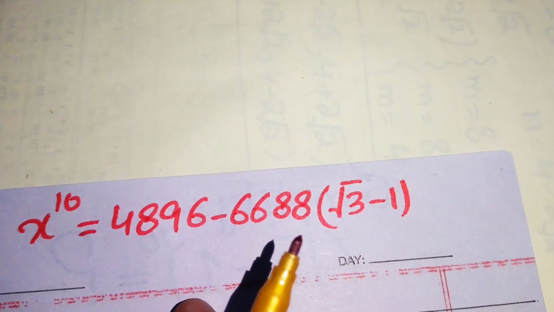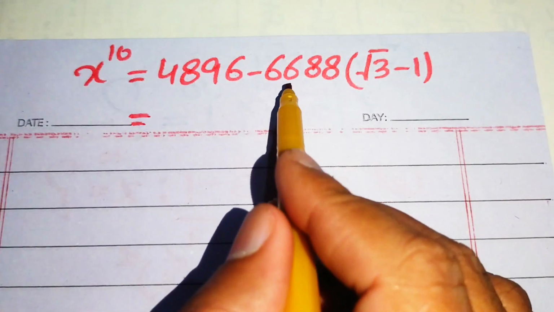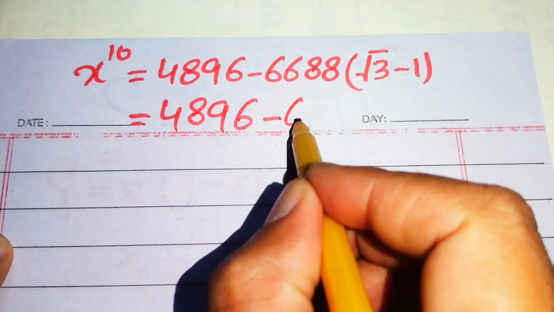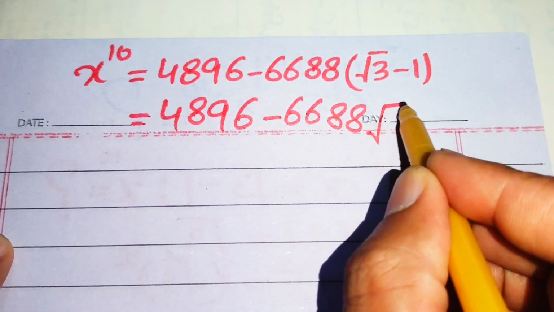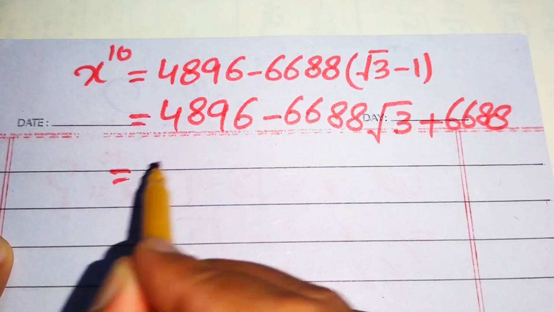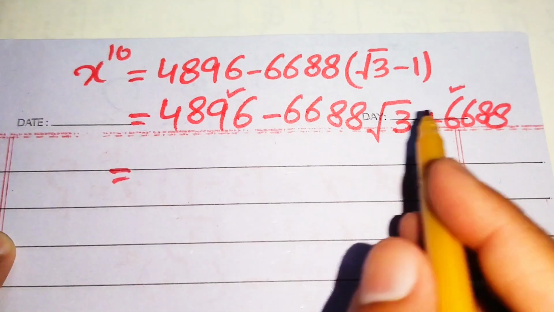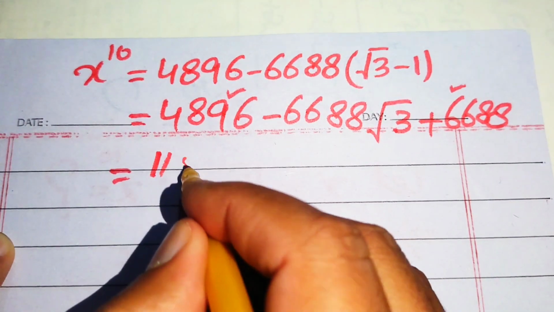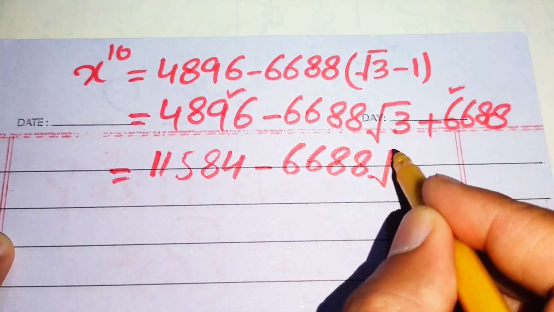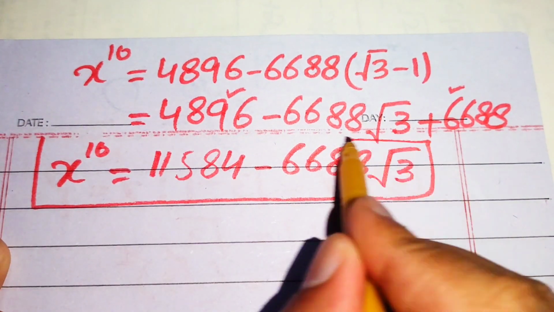Now we need some simplification, and we finally get our final answer. Here we just multiply this term on both of these values. So it equals 4896 minus 6688 into square root of 3 plus 6688. Here we add these two terms and we get our final answer. When we add these two terms, it equals 11,584 minus 6,688 into square root of 3. So this is the value of x to the power of 10 and this is our final answer.